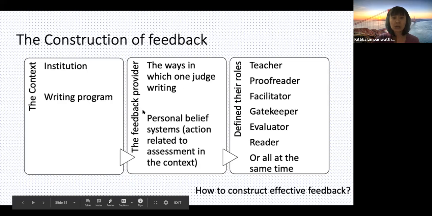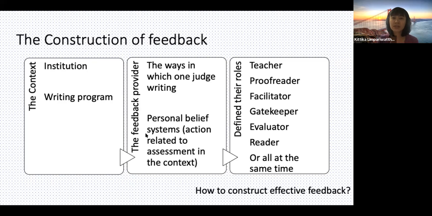The second block here is the way we think or judge writing, a person's beliefs. I would say this is the way people have conceptualized what is important in writing. That leads to how a person, such as a teacher, defines their role when they give feedback: whether they want to be a teacher, a proofreader, a facilitator, a gatekeeper, or the grammar police, or maybe a reader. And how can a teacher provide feedback more effectively? That's what I've been interested in since I started the PhD program here.